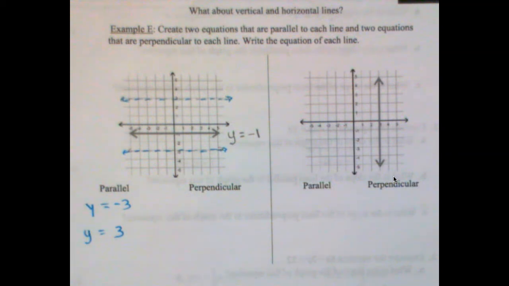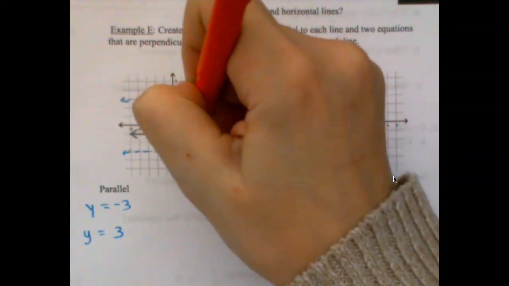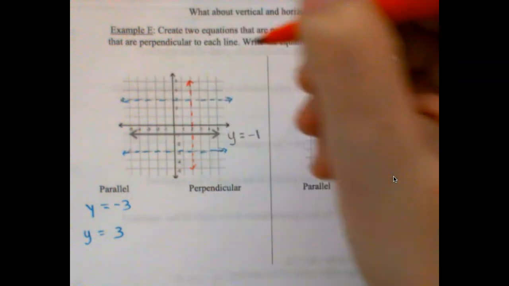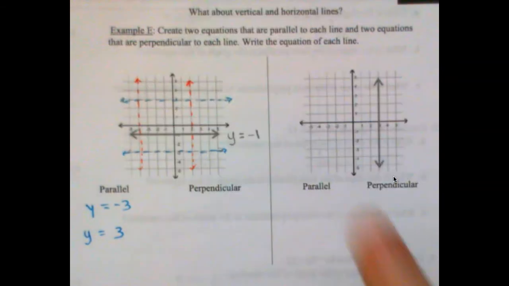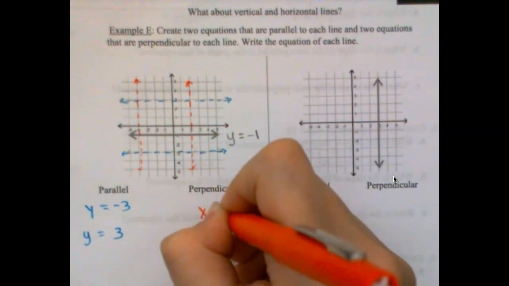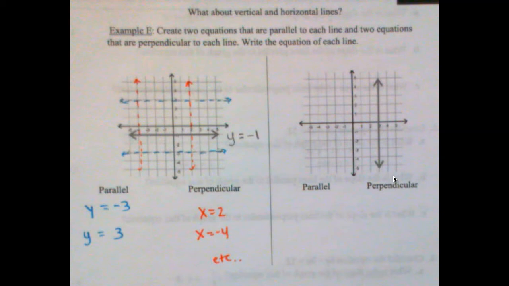Perpendicular now, if I want something that's perpendicular, that's at a 90-degree angle. So a perpendicular line to a horizontal line is just a vertical line. So this would be perpendicular, and this would be perpendicular. Any vertical line is perpendicular. So something like x equals 2 or x equals -4, and I could come up with more of a line that's perpendicular.